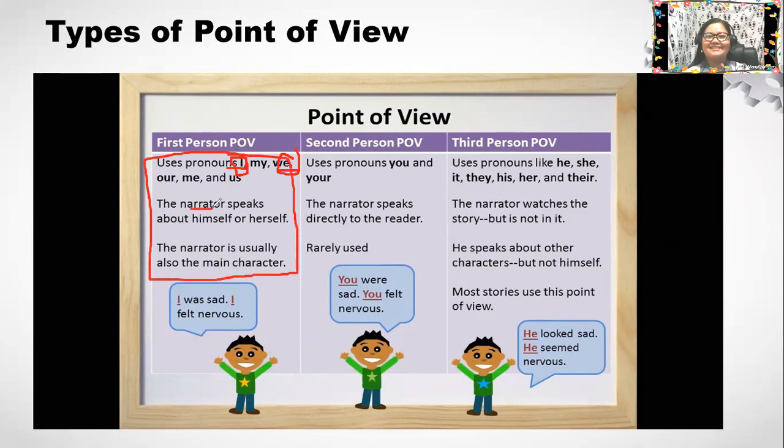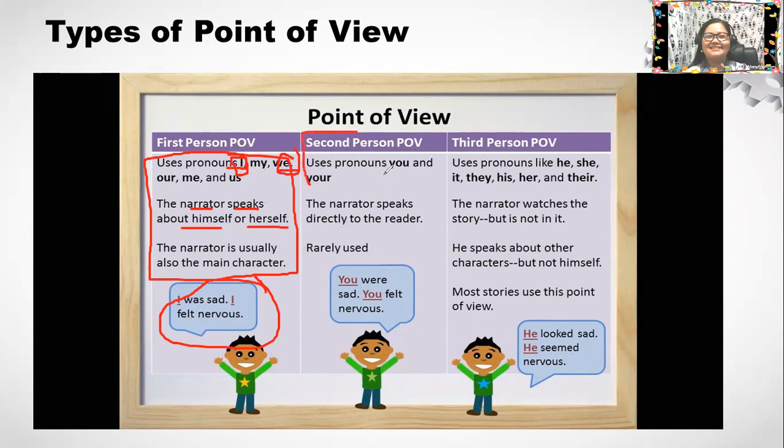But all of them are included in first person POV, meaning the narrator speaks about himself or herself. So for example, I was sad, I felt nervous. We were sad. We felt nervous, just like that.